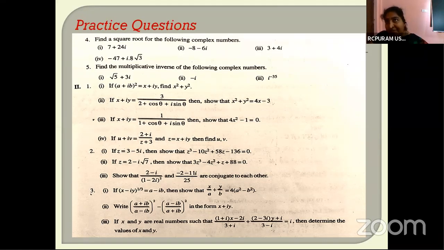Now, suppose if you are given with some 1, then how do you take it? 1 plus i into 0, isn't it? So x, y are real numbers here. Just simplify this first, then you try to find out what are x and y by equating LHS and RHS. Now, these are the practice questions, children.